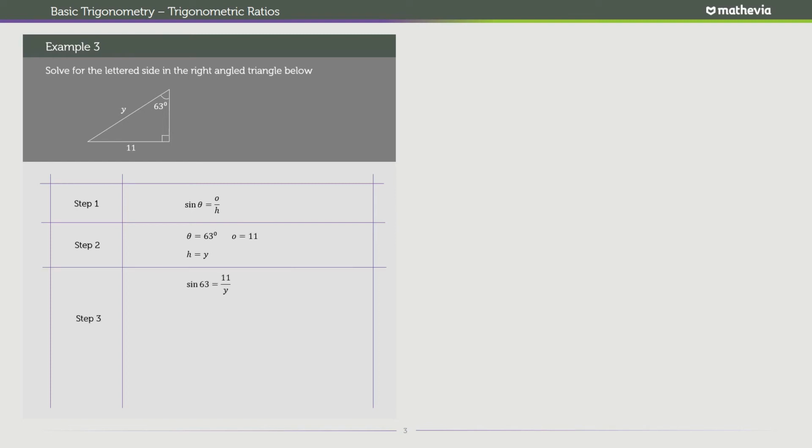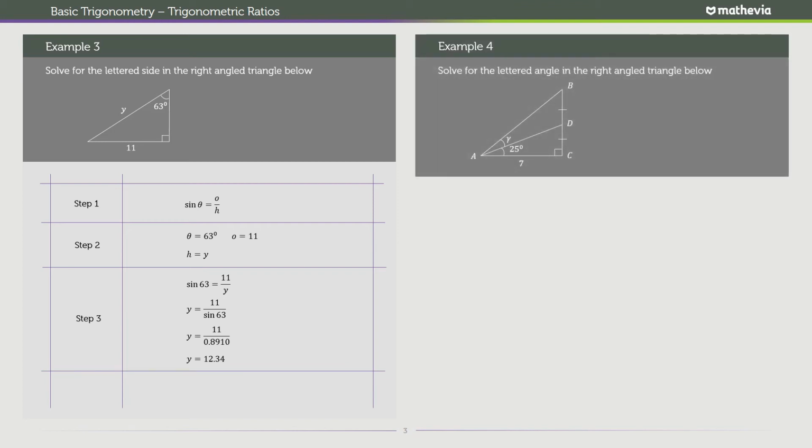So sine 63 equals 11 over y, and you have that y equals 11 over sine 63 when you rearrange. Sine 63 on the calculator is 0.8910, and you have that y in the end is 12.34. Very simple. Now, one final example.